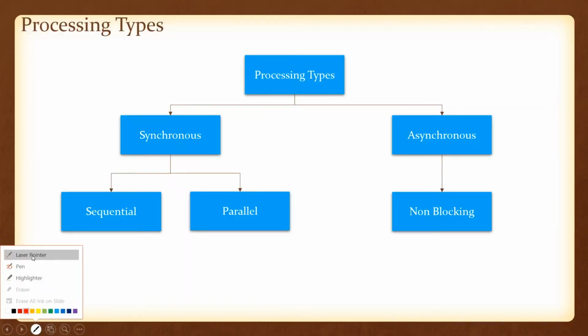Based on the processing types, I have segregated the messaging patterns into synchronous and asynchronous. So before starting with messaging patterns, let's try to understand the processing types. At a high level, we have synchronous and asynchronous processing. Synchronous processing again has sequential and parallel processing, whereas asynchronous processing usually means non-blocking processing. So let's understand all of these processing types.